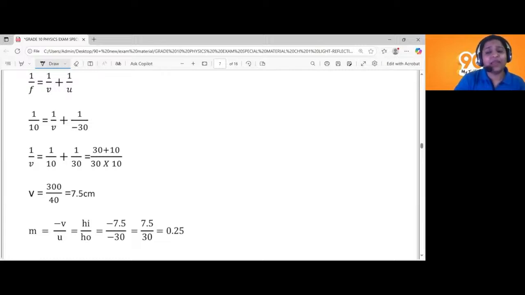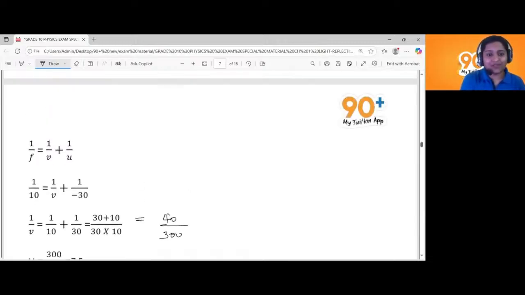Let's take the 1 by V on one side and the other numbers on the right hand side. So 1 by V is equal to 1 by 10 plus 1 by 30. Just cross multiply it. 30 plus 10 over 30 into 10. This is like 40 by 300. That is 1 by V. To get V, we have to take the reciprocal. 300 by 40. In that case, we will get 7.5.